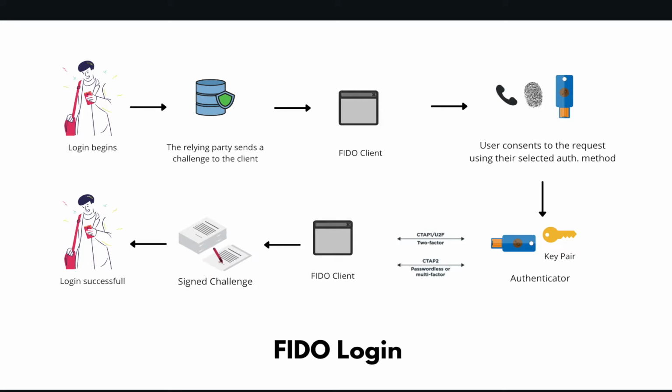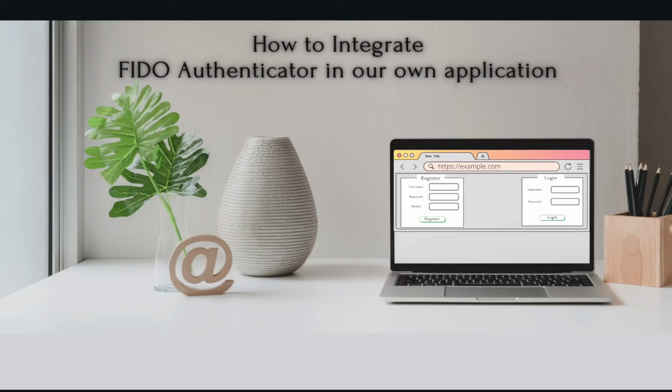Okay, so this was a high-level overview of the hardware security key internal workflow. Let's see how we can have this working with our application. Let's say you have your own application or a project running locally, and you want to use a security key as your second authentication. Let's see how we can integrate a hardware key with your project.